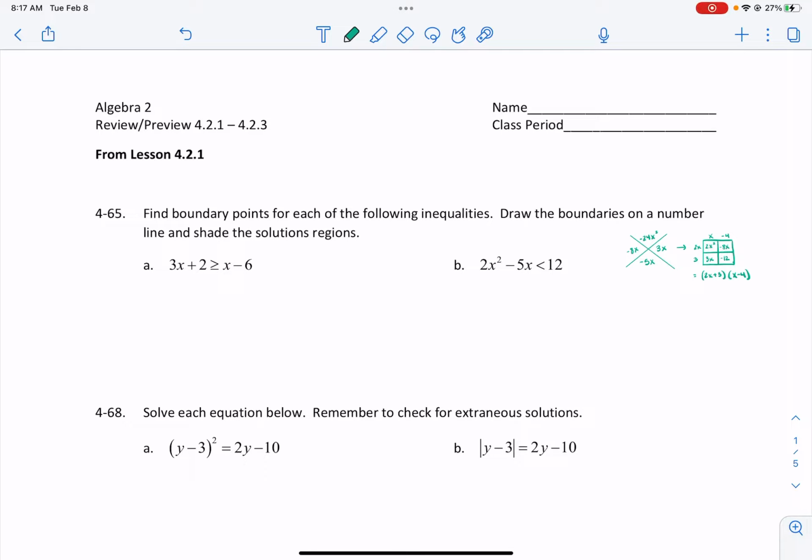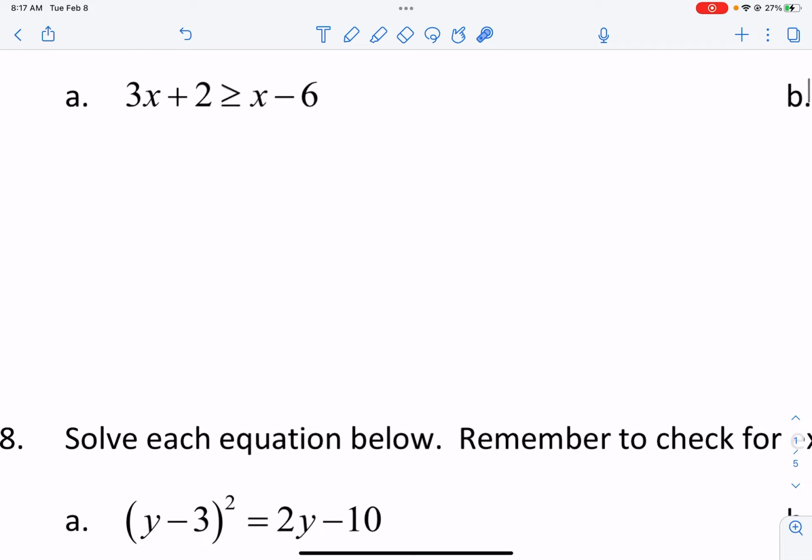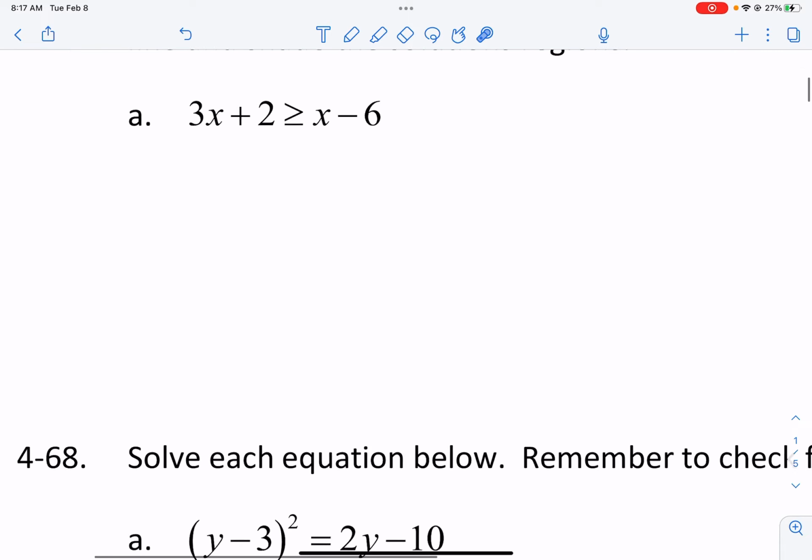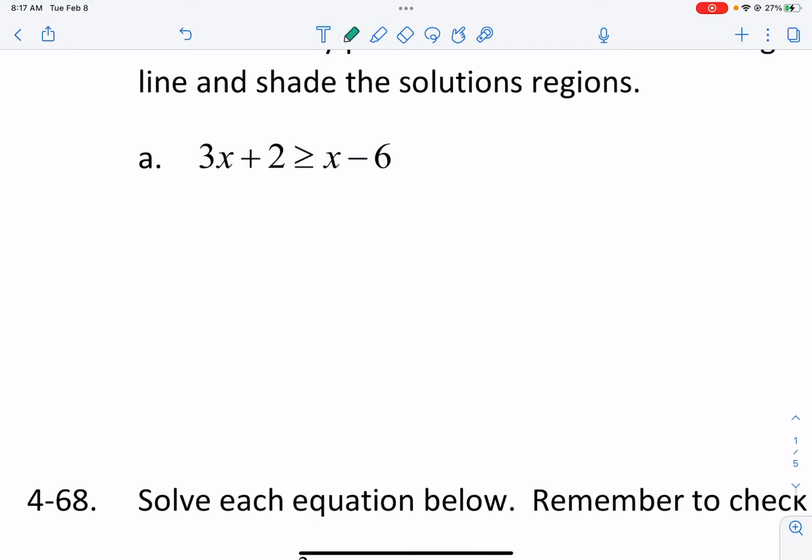Review and preview from lesson 4.2.1. 4-65 says find boundary points for each of the following inequalities. Draw the boundaries on a number line and shade the solution regions. So this is similar to an equation, but it does have the inequality sign, so it does change things a little bit. But let's start just solving like normal and combining like terms.